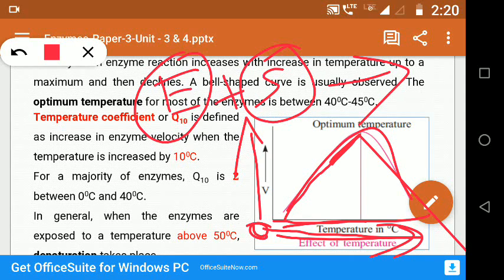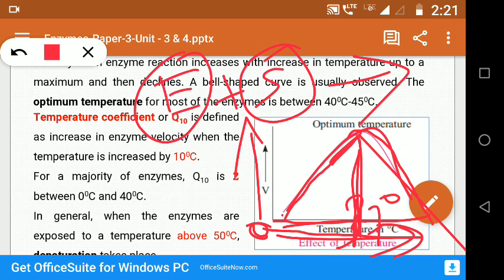Once the enzyme reaches the optimum temperature, suppose this is the optimum temperature, around 37 degrees centigrade, the enzyme has maximum velocity. Once again, if we increase the temperature beyond the optimum temperature, the enzyme activity gradually declines because the structural integrity of the enzyme will be lost.